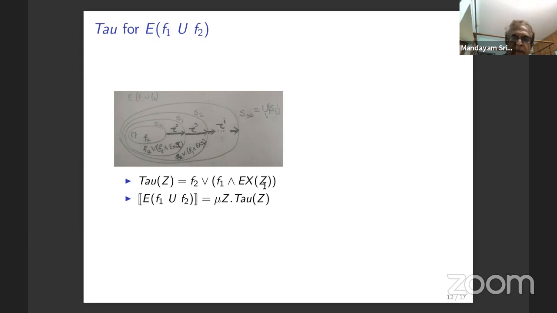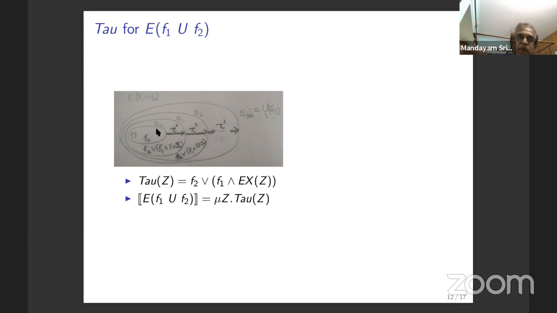So, and therefore you get F2, okay? I've denoted this as S naught here, but it's actually tau 1. That's why it's tau 1. Tau 1 is F2. Tau 0 of bottom is bottom. And this is F2. And now I'm applying tau 2 as F2 or F1 and EX of S naught. So that's what tau 2 gives. And then you take the union.